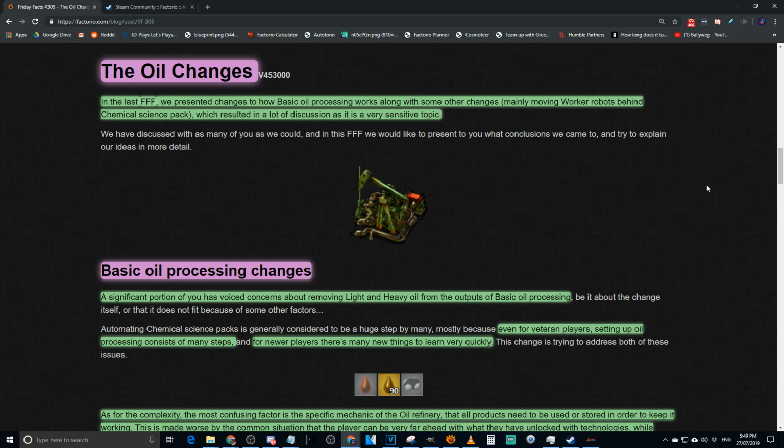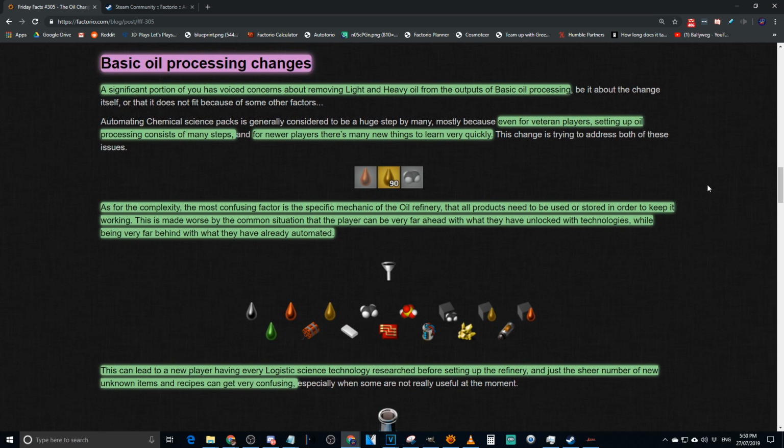So, oil changes. Basic oil changes. A significant portion of you voiced concern about removing light oil and heavy oil from the outputs of basic oil processing. Even for advanced players, setting up oil processing consists of many steps, and for newer players there are things to learn very quickly, which I agree with. For a new player especially, oil's not exactly simple.